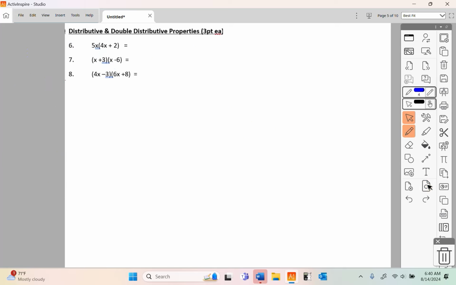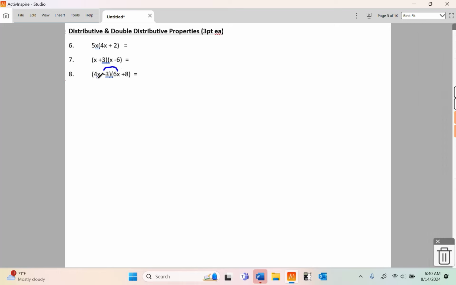Moving on to 8. It's kind of the same as 7, but with bigger numbers. So we'll have 4 times 6, which is 24, x times x, which is x squared, 4 times 8, which is 32. Don't forget about the x. Negative 3 times 6, which is negative 18. Don't forget about the x. And negative 3 times 8, which is negative 24.